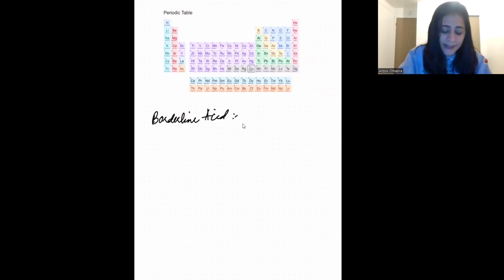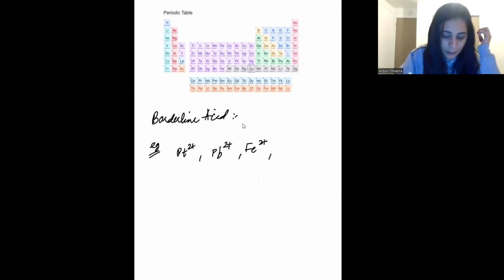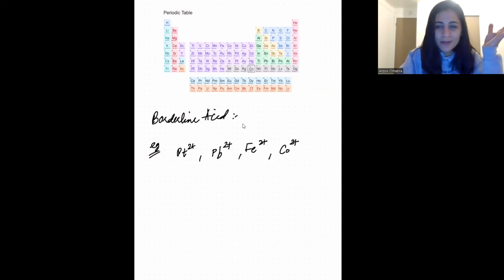So what are the examples of borderline acids? Again, most of these metals which are really big in size: platinum +2, lead +2, what else? Iron +2, cobalt +2, right? So they still have high charge, they still are big in size. So sometimes they behave as hard acids, sometimes they'll behave as soft acids. So they're in both categories, they have their feet in both the ships.